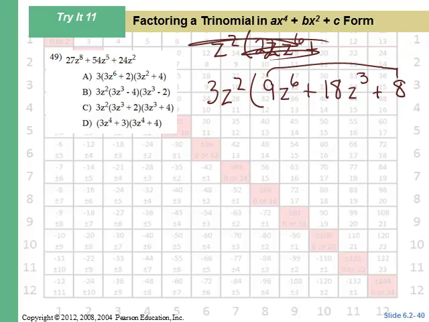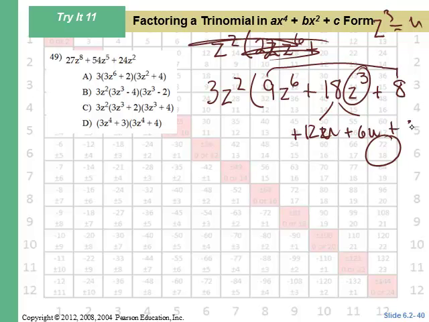So we're looking for 72 and 18. 72 and 17, I see. 72 and 18, there it is. So that's 6 and 12. So plus 12z, oh, we'll say z cubed equals u. 9u squared plus 12u plus 6u plus 8.